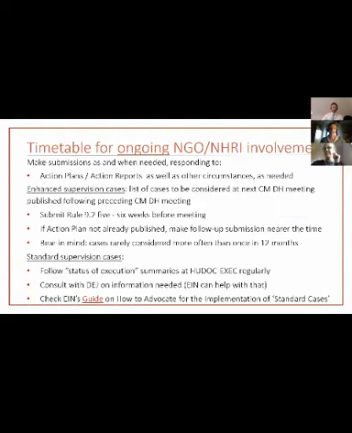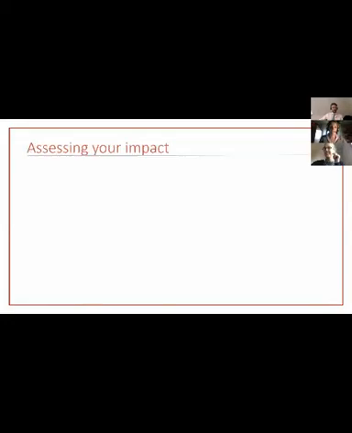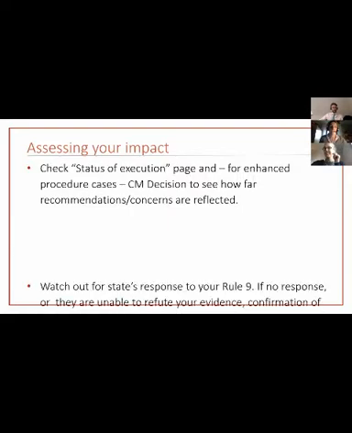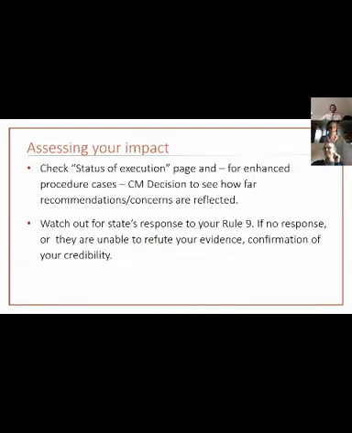For cases under standard procedure, basically they are reviewed by the Department for Execution of Judgments. You don't have these rules because they are not linked to a CMDH meeting, because they won't be on the agenda of a CMDH. But it's important to also keep informed of the progress being made, and we can help you in that. And then, of course, each time you write a Rule 9, it's important to check the status of the execution once you've done the Rule 9. So after the CM decision has been taken, if it's a case under enhanced procedure, see to what extent your recommendations have been reflected, or watch out for the state's reply to your Rule 9.